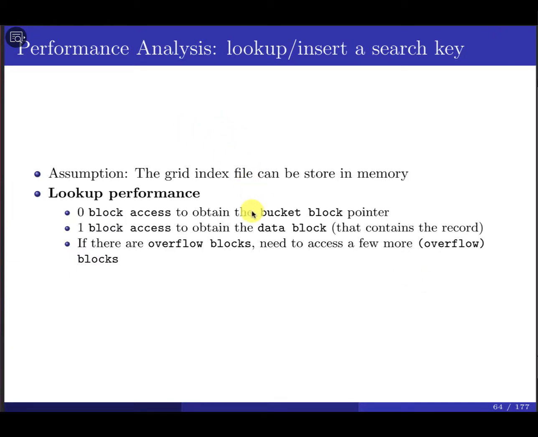So the performance in general, in order to search, the best case scenario, assume that the grid index can be stored in the main memory. So when you locate which bucket, it's going to cost you nothing, compared to the number of disk input output operations. The only thing you do in the best case scenario, you need to perform one disk input output operation in order to fetch the block that contains the search key that you're looking for. If the bucket contains multiple overflow blocks, it depends on the number of overflow blocks you're going to perform here. Okay?